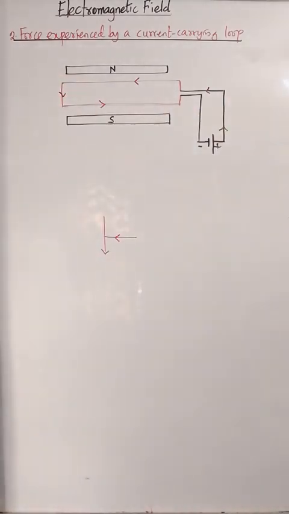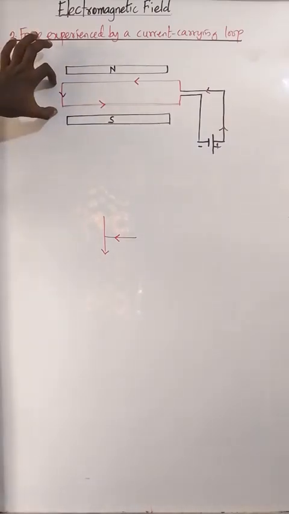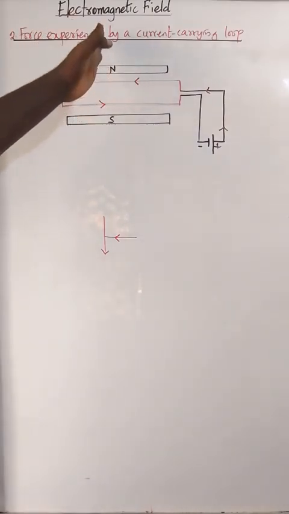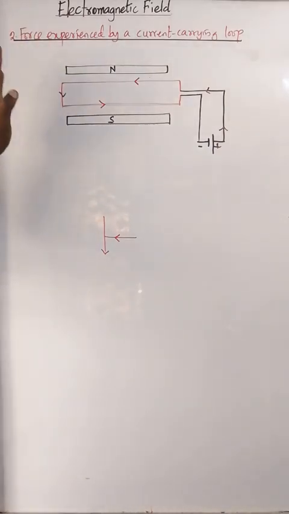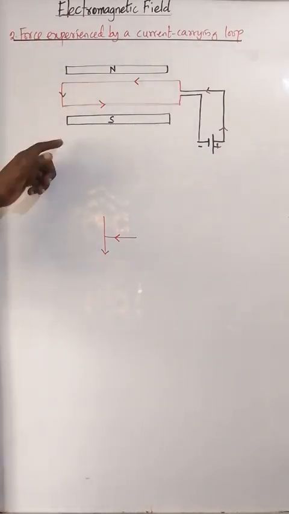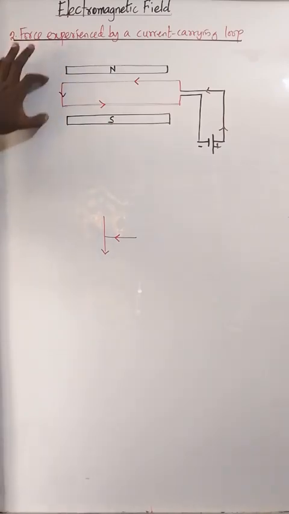Note, at this point, the current is also flowing through the conductor, but the conductor is parallel to the magnetic field here. Magnetic field is down, this part is also down. When the conductor is parallel to magnetic field, then what happens? Theta is 0 and sin 0 is 0. In that case, no magnetic force is going to be experienced. So this point has no effect.